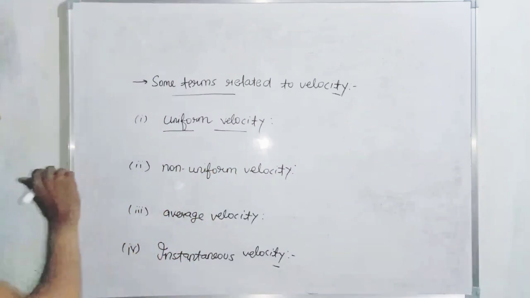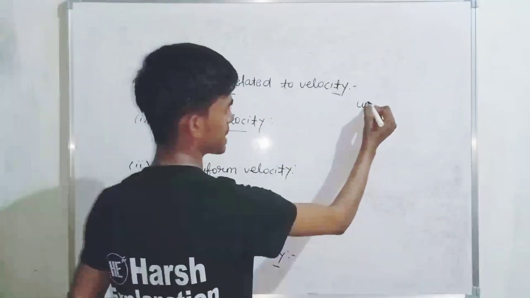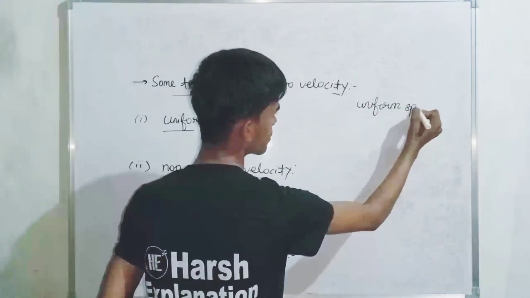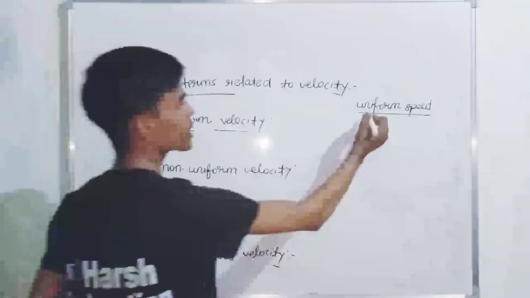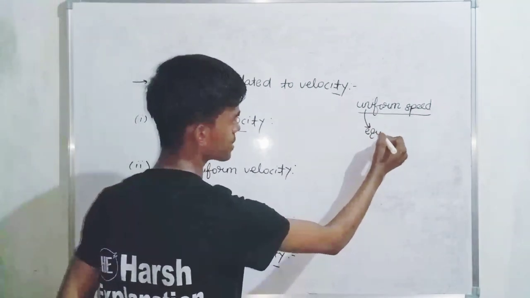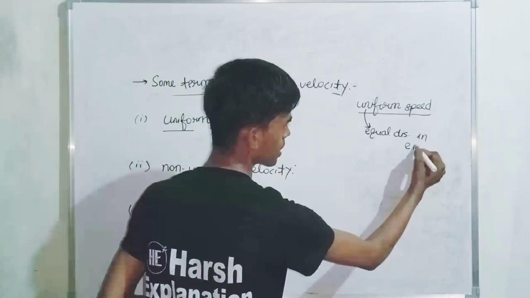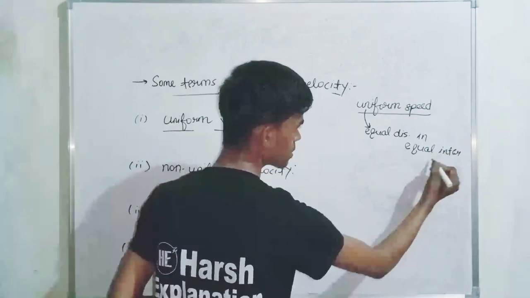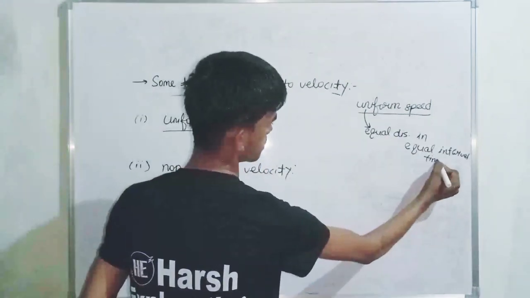What is uniform velocity? You have seen what uniform speed was. Uniform speed was given by the definition that if a body travels equal distances in equal intervals of time, that was known as the uniform speed.